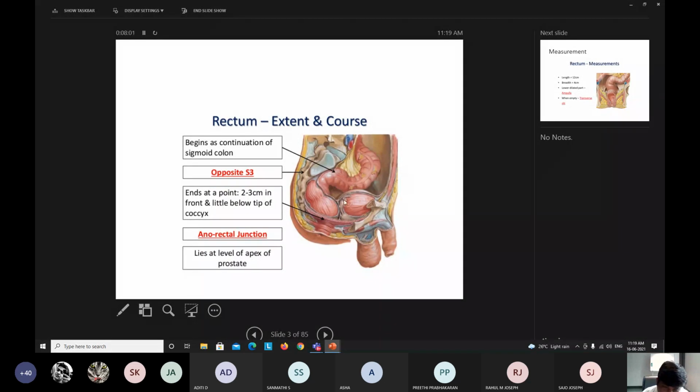Here you have the urinary bladder, just below this you have the neck of the bladder, and just at the level of the prostate you have the anorectal junction. So this is lying at the level of the apex of the prostate gland.